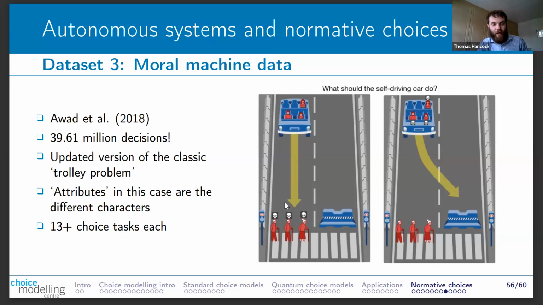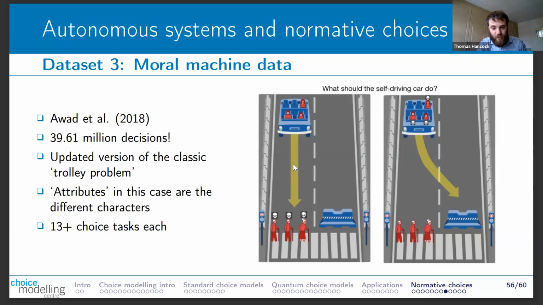It was great. They looked at the classic trolley problem here. They had various different choice contexts where you're imagining an automated car is going to crash. Who should you kill? What should the self-driving car do? Should it save the people on the road or the people in the car? There are different attributes in this case. Are there different characters? Old people here, for example, and a child in the front there, so younger people in this case. And each individual who completed this did 13 or so choice tasks or more.